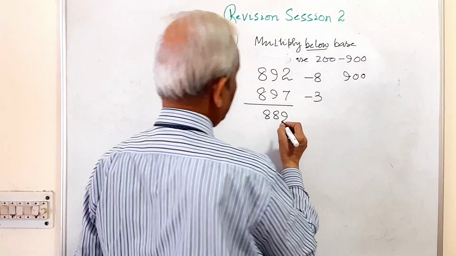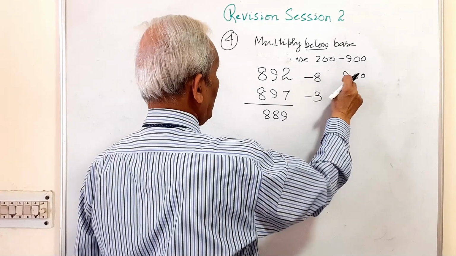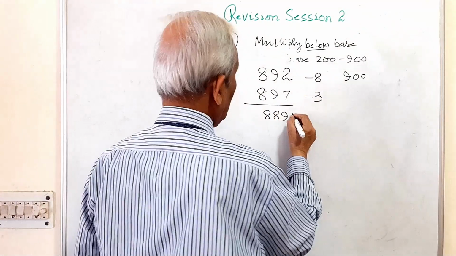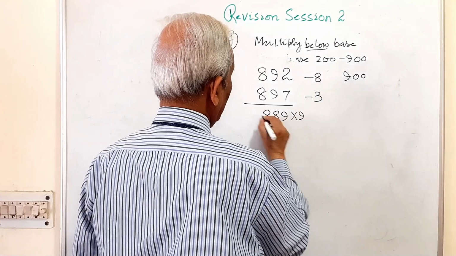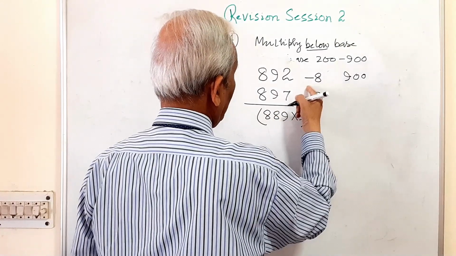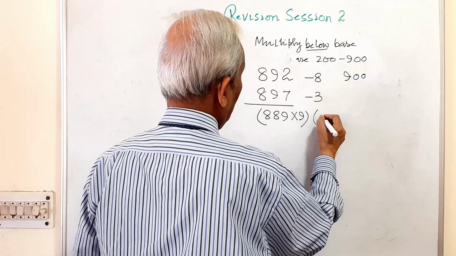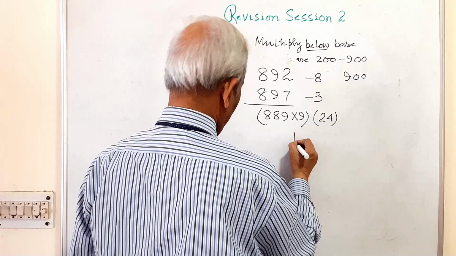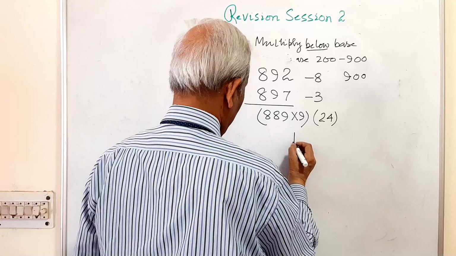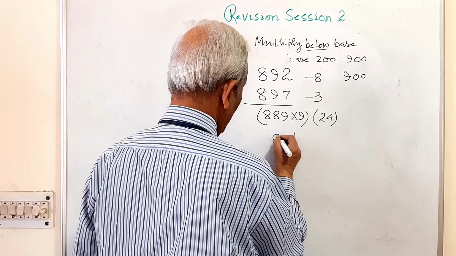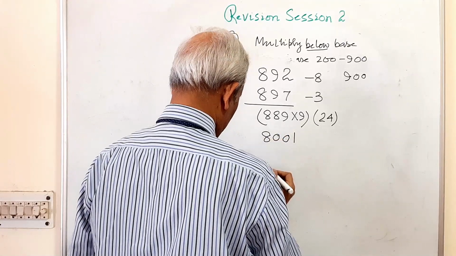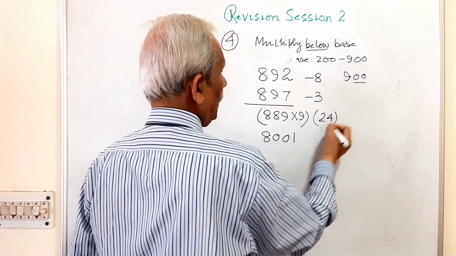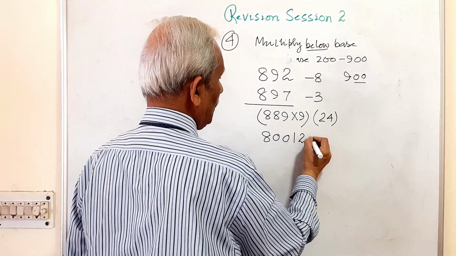889 multiplied by 9 because the base here is 900 instead of 100. So multiply this with 9. This is the first part of the answer. Second part of the answer is minus 8 into minus 3 is plus 24. This becomes 8001 and then it has got two zeros here. So write 24 here. 800124.